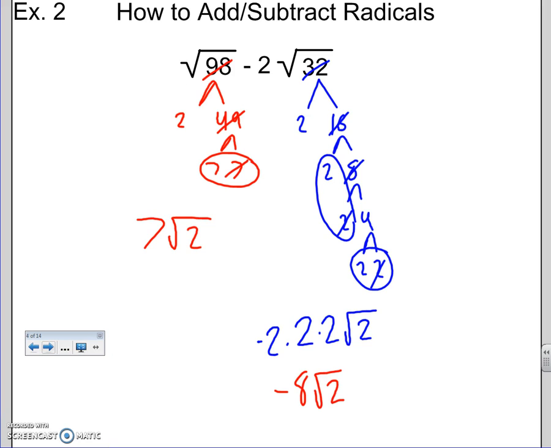So when I bring this other thing down, here's the brand new problem. 7 root 2 minus 8 root 2. Well, they both end with root 2, so they're like terms. I can combine that. That's like 7x minus 8x. Well, my final answer is negative 1 root 2.